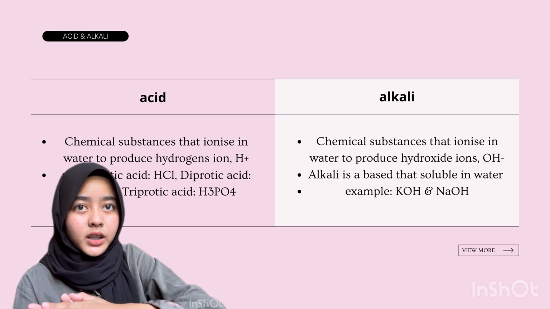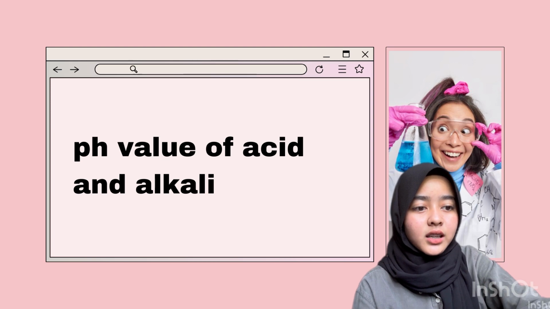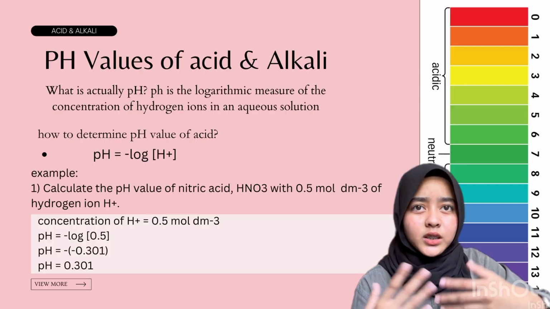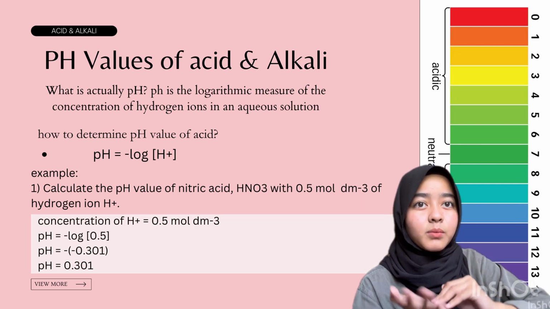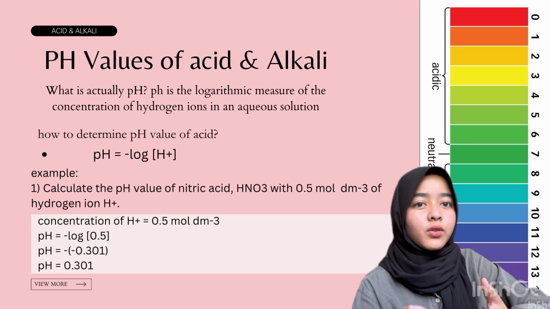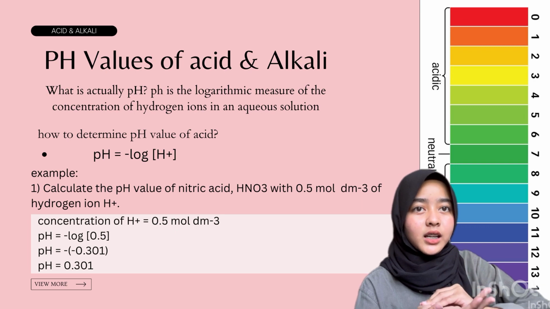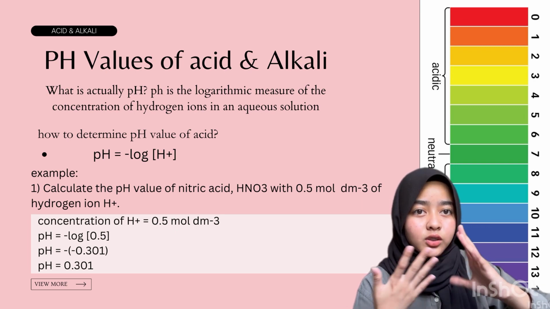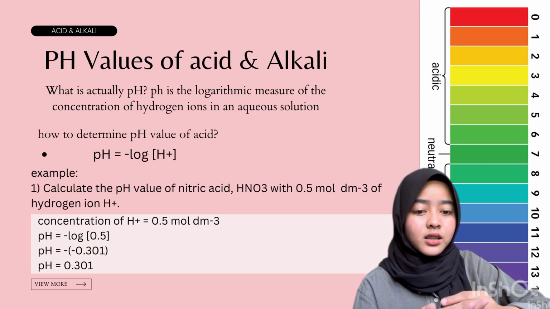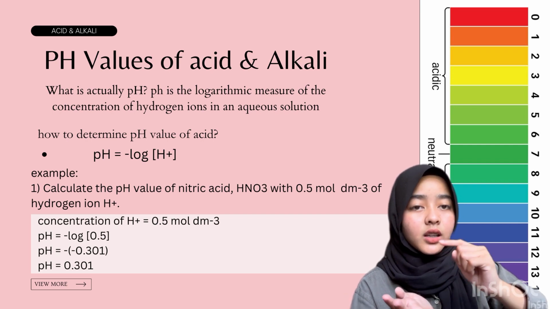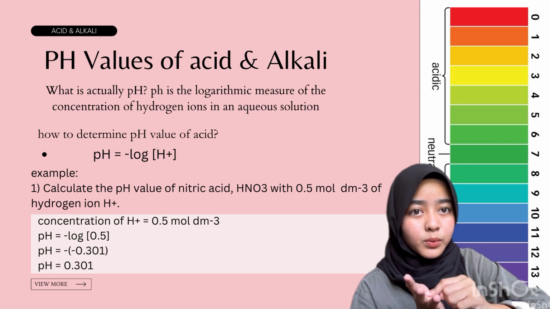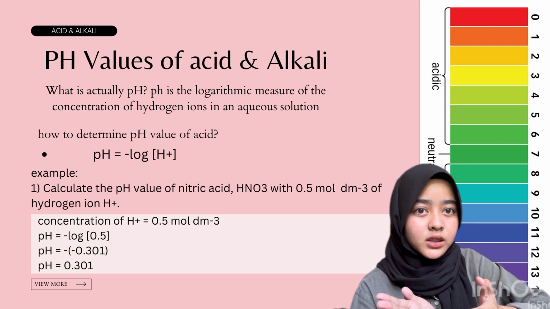The next subtopic is pH value of acid and alkali. What is actually pH? pH is the logarithmic measure of the concentration of hydrogen ions in an aqueous solution. How to determine pH value of acid? We use the formula pH equal to negative log [H+]. [H+] in bracket is the concentration of hydrogen.